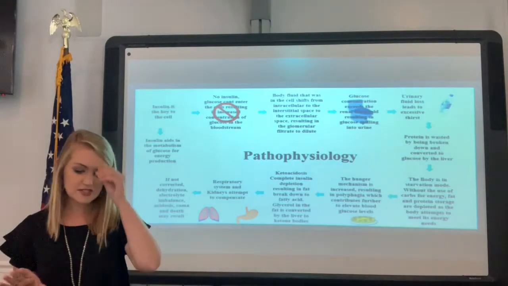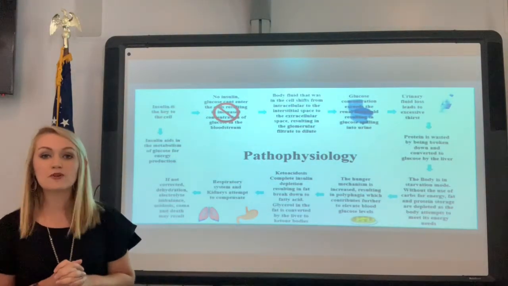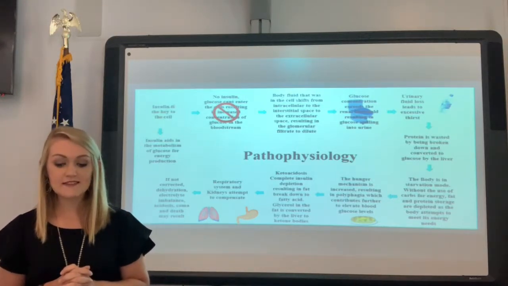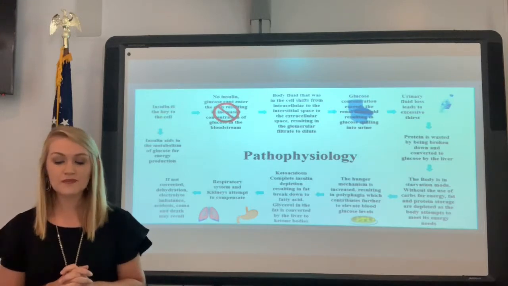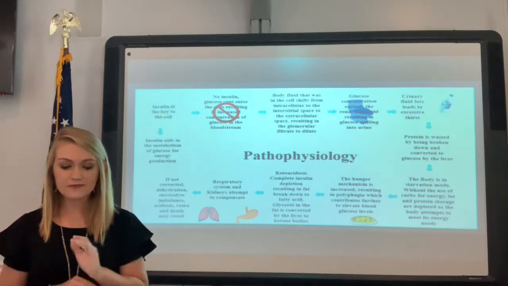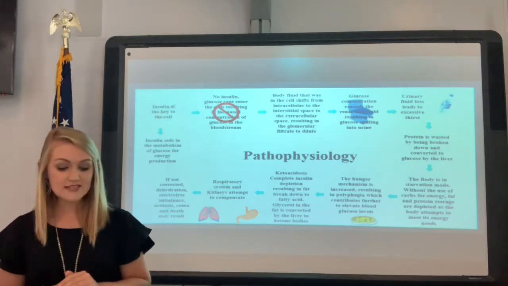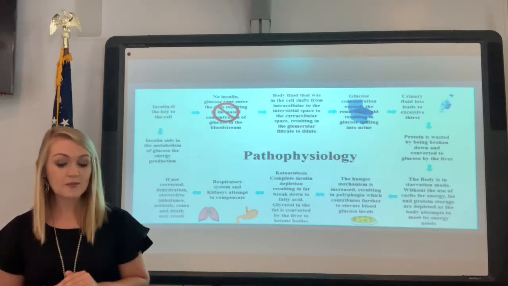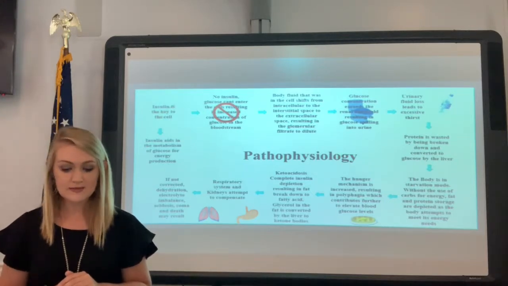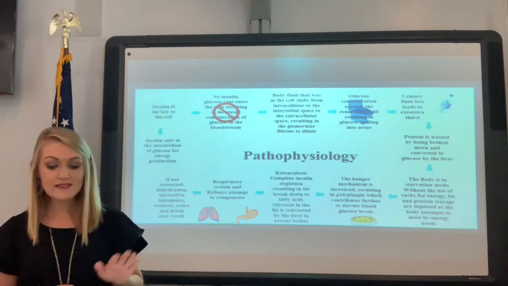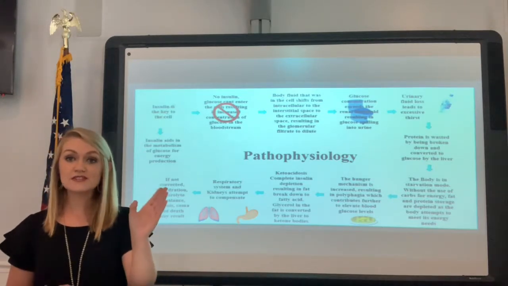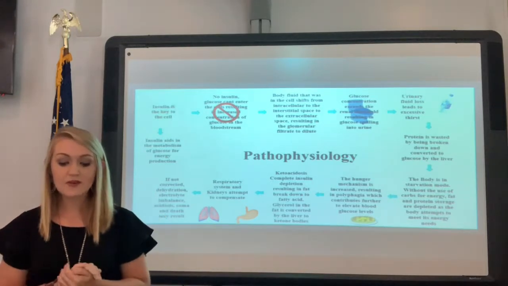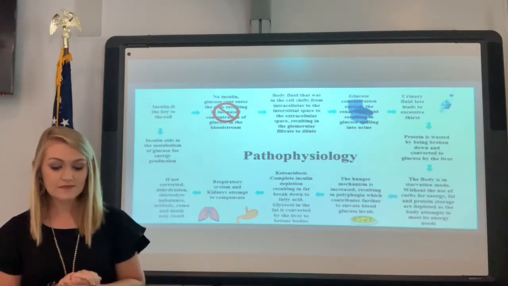Let's look at the pathophysiology. Insulin is needed to support the metabolism of carbohydrates, fats, and proteins, primarily by facilitating the entry of these substances into the cell. So insulin is the key to the cell. With the deficiency of insulin, glucose is unable to enter the cell and its concentration in the bloodstream increases, resulting in hyperglycemia. Fluid that was in the cell shifts from the intracellular to the interstitial space to the extracellular space, causing the glomerular filtration rate to dilute.